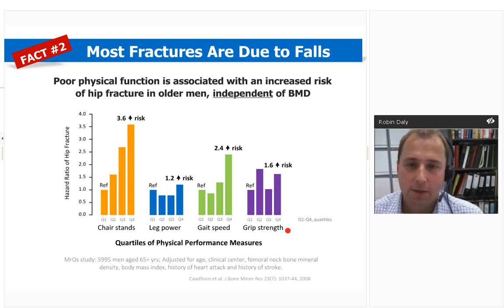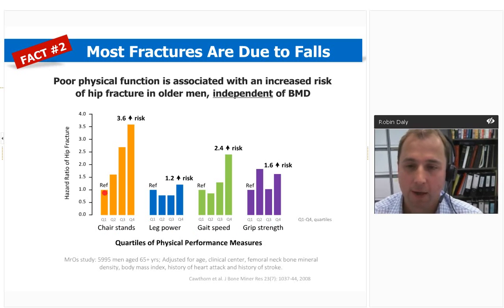So the reason for this is we know that most fractures are due to falls. Now this looks like a complicated slide, but essentially what it's showing you is a group of people who had different levels of muscle function. So the chair standing test, for example, if you were in this Q1 column, you had really good chair standing ability. You could do it quickly. If you were in Q4, you had the poorest level of chair standing ability. And the same applies to leg strength, gait speed, or grip strength.